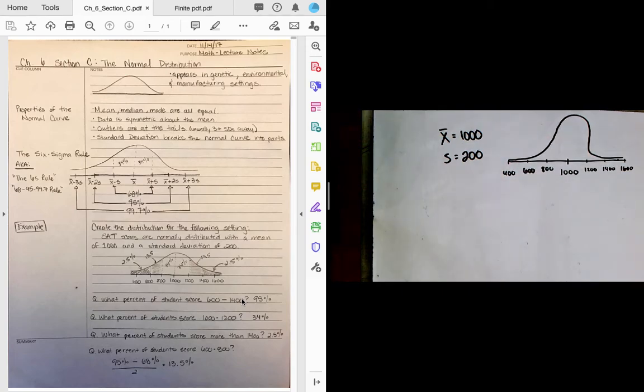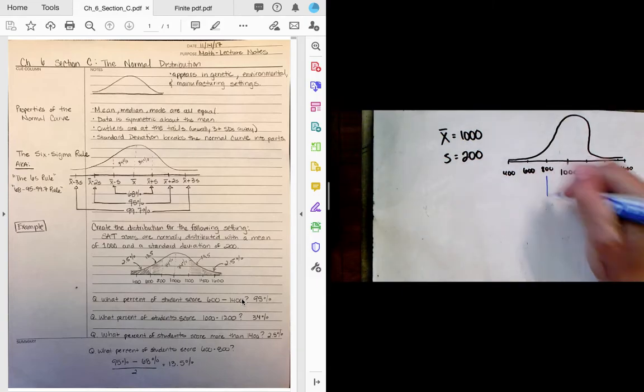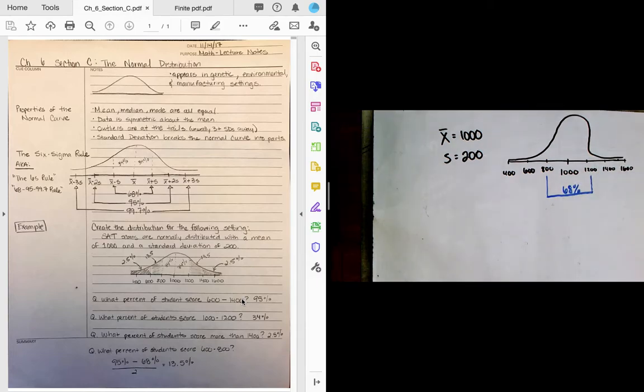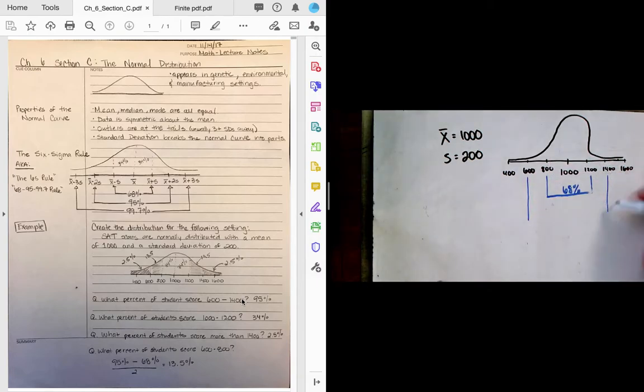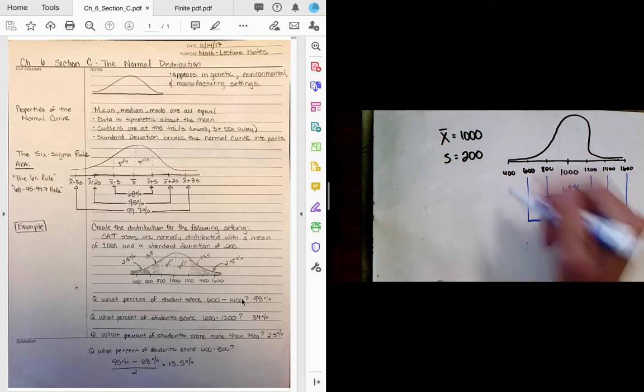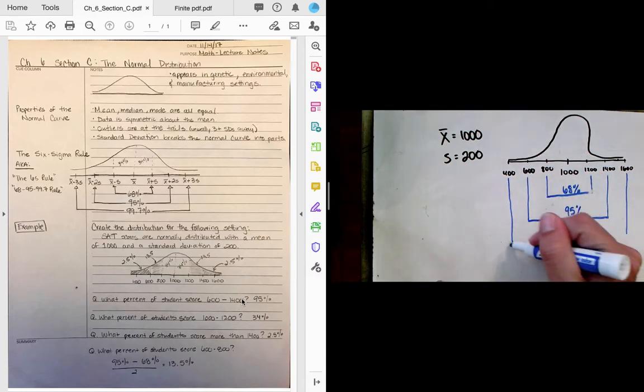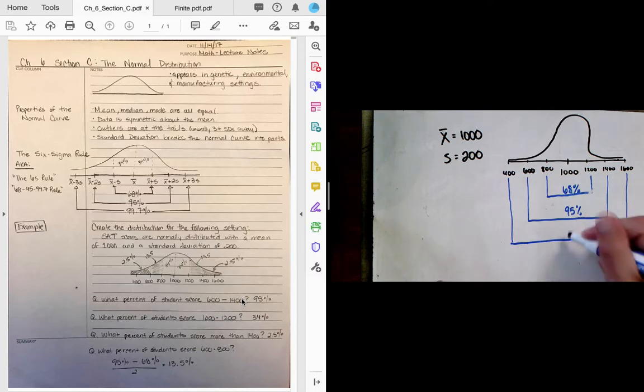And again, application of the Six Sigma rule tells me that 68% of the data is going to be in between 800 and 1200. So 68% of students are going to score between 800 and 1200 on this exam. Then I go out one more standard deviation. Between 600 and 1400, we have 95% of the data. And then lastly, from 400 all the way up to 1600 is 99.7% of all data.